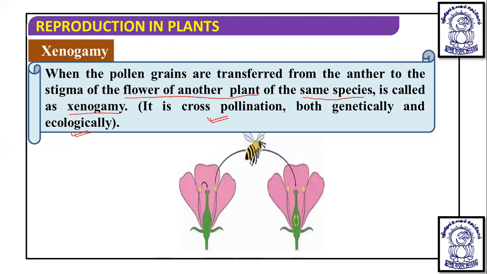You can see here, this is the agent. This agent can be anything in case of cross-pollination. It can be wind, water, insects, or animals. So it is one flower of a different plant and a second flower of a different plant, and the pollen grains are transferred, then it is cross-pollination or xenogamy.